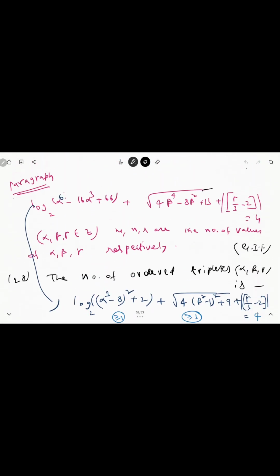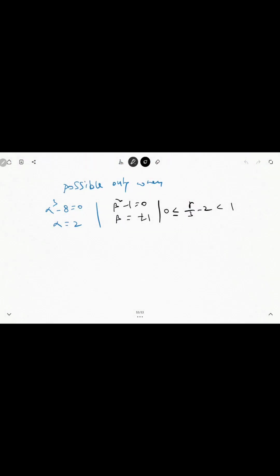Right or not? Whenever it is 0 point something, then we are getting 0. So 0 point something box is 0. So adding 2, I am getting 2 less than or equal to gamma by 3 less than 2. Cross multiply by 3: 6 less than or equal to gamma less than 9. So gamma is equal to 6, 7, 8. Only 3 values, because you should take only integers.